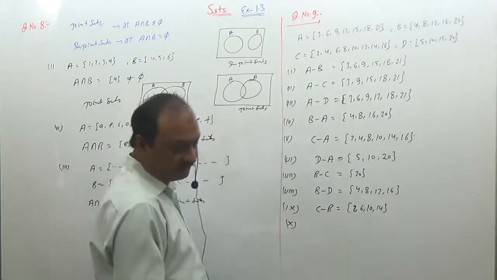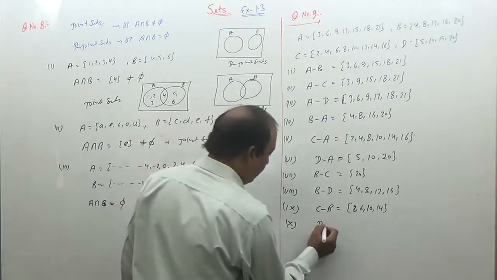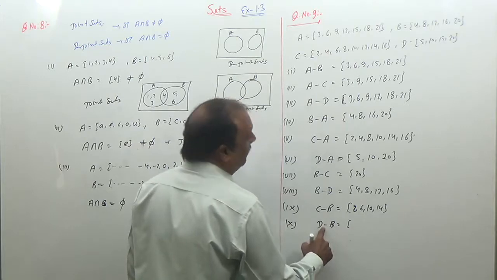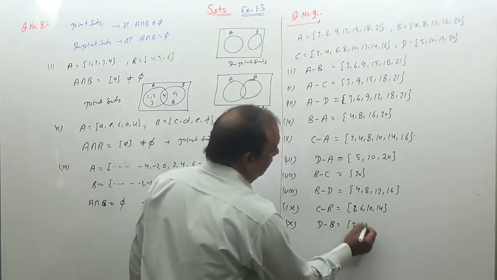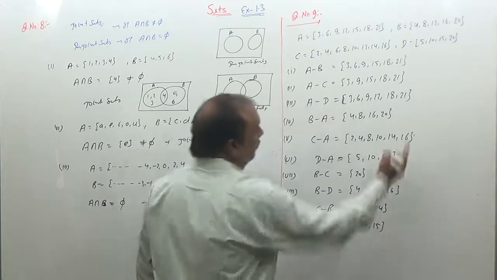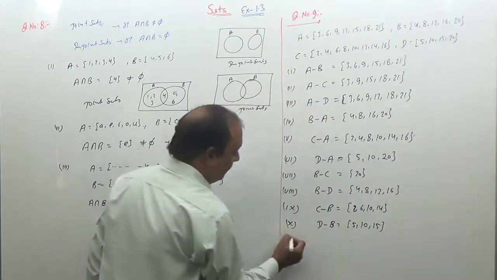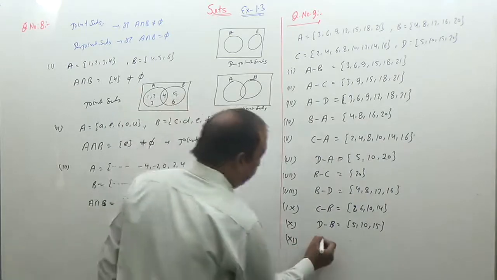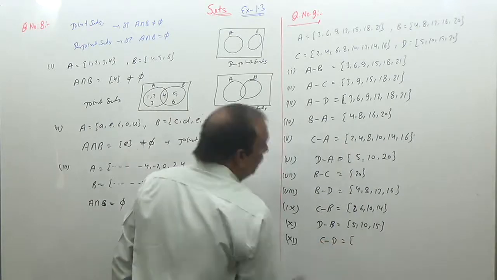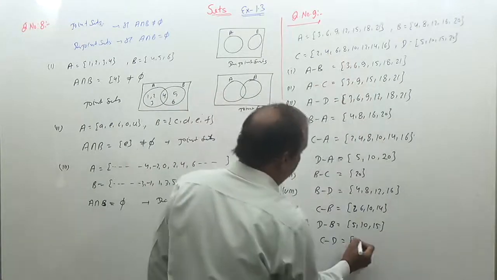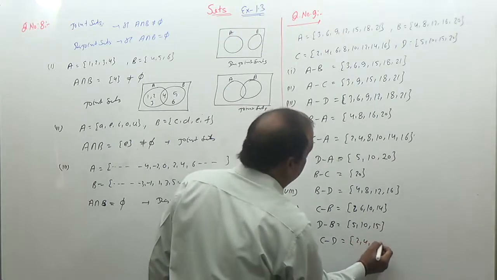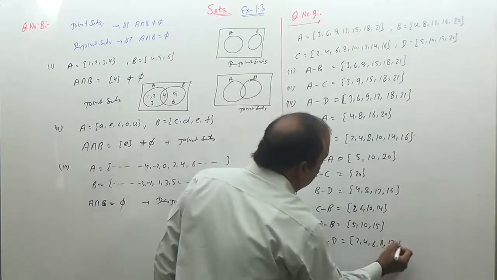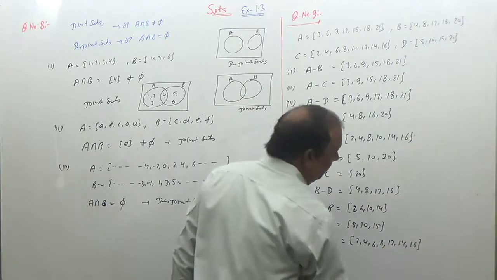Tenth is D minus B. D minus B is a set which contains the elements of set D only. So 5, 10, 15, not 20. 20 is also inside B. And eleventh, C minus D. The elements of set C only. So 2, 4, 6, 8, 10 you will not take because 10 also belongs to D. Next is 12, 14 and 16.